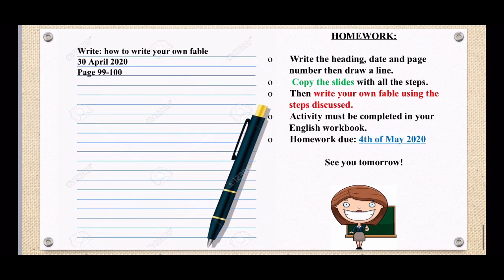Okay, so now that you know how to do it, for homework, you'll need to write the heading, the date and page number, then draw a line. Please copy all the slides with all the steps so that you have it in your book and you know how to do it. After you've copied your slides, you can then write your own fable using the steps that we just discussed, right? Please don't forget mind map, rough draft, which is edited, and then your final.